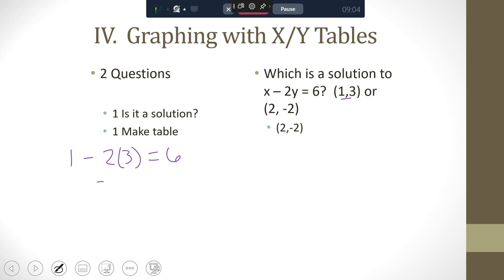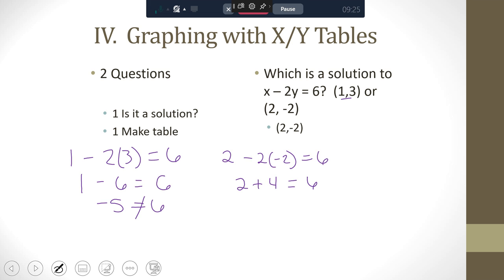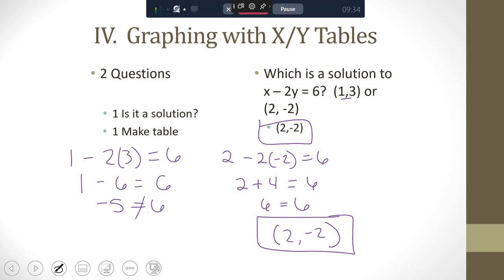So -2 times 3 is -6. 1 minus 6 is -5. Does -5 equal 6? No. So we need to try our other ordered pair. So I'm going to substitute 2 in for x and -2 in for y and solve. So I have -2 times -2, which is +4. And 2 plus 4 is 6. 6 equals 6. So that is why 2, -2 is my solution.